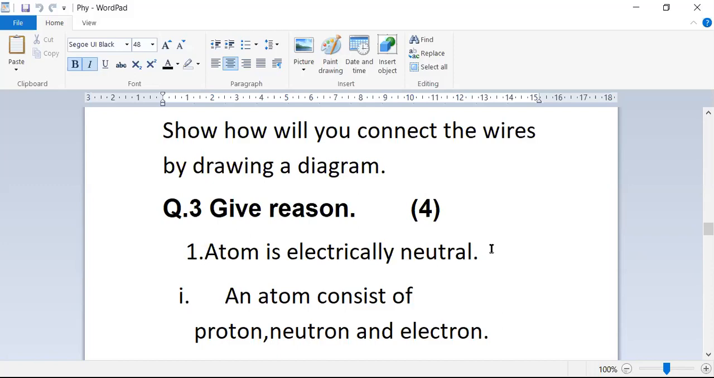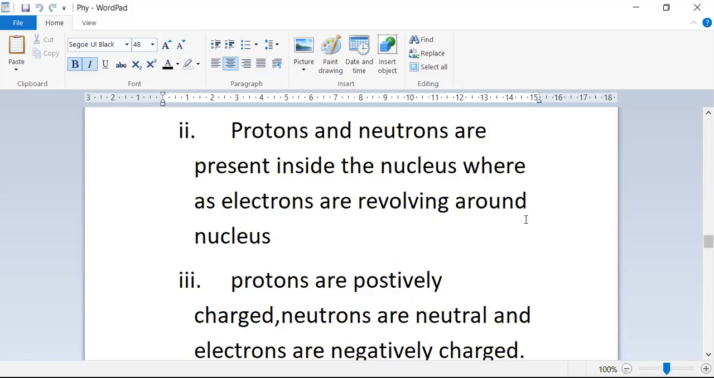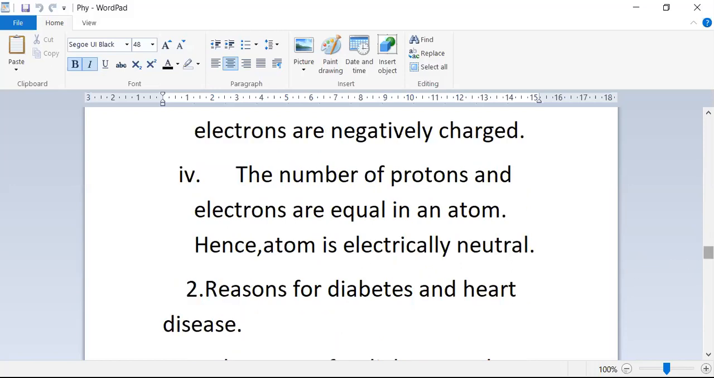Point 1, an atom consists of proton, neutron, and electron. Point number 2, proton and neutrons are present inside the nucleus, whereas electrons are revolving around the nucleus. Point 3, protons are positively charged, neutrons are neutral, and electrons are negatively charged. Point 4, the number of protons and electrons are equal in an atom, hence atom is electrically neutral. So this is how you write give reason. You try your best to write that down in points.